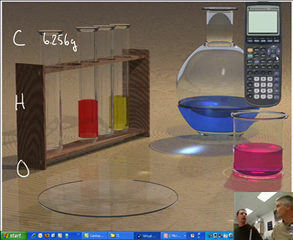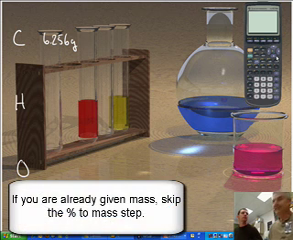Mr. Sams, we can skip that first step. Why? Because it says percent to mass, and we have the mass. Grams are already mass. So we get to skip step 1. This is easier.